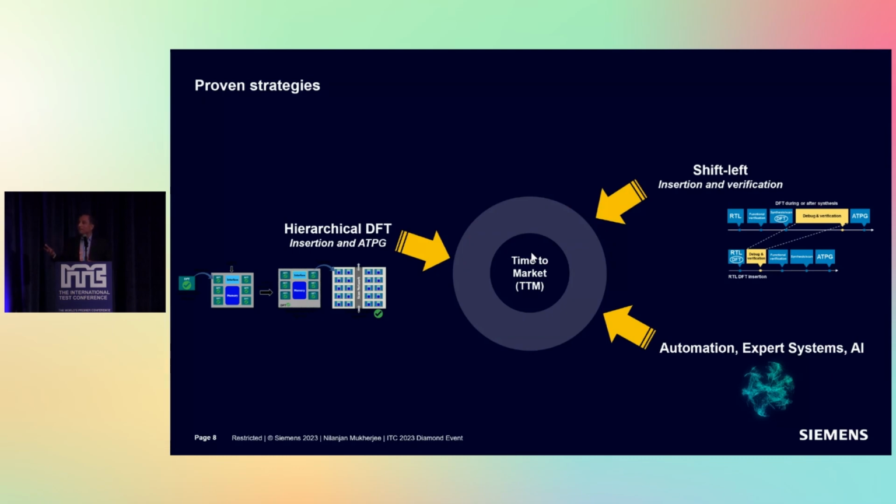Similarly, shift left is another strategy where we see companies increasingly doing some of the DFT implementation in RTL rather than at the gate level. That improves the design cycle time because it reduces the number of iterations that you need to do when you find problems later in the design cycle. And then finally, with the lack of skilled engineering resources, we need automation. There's a lot of talk about expert systems and AI, and how they can help improve the productivity of the DFT and the design implementation teams.